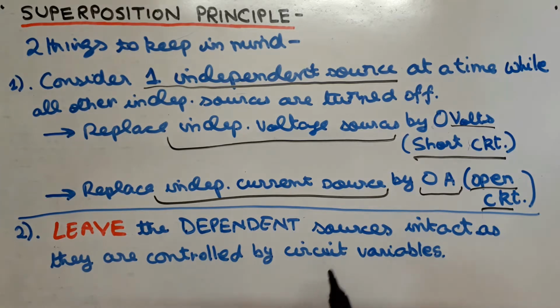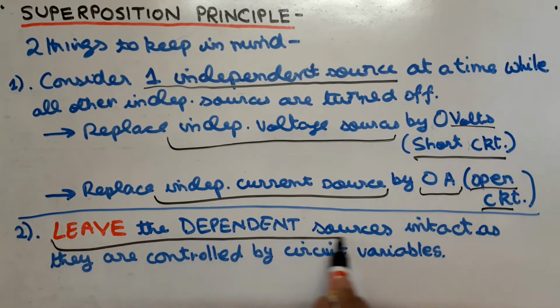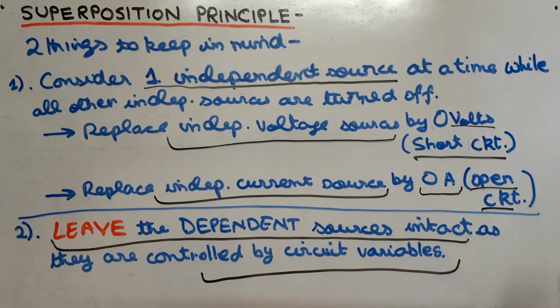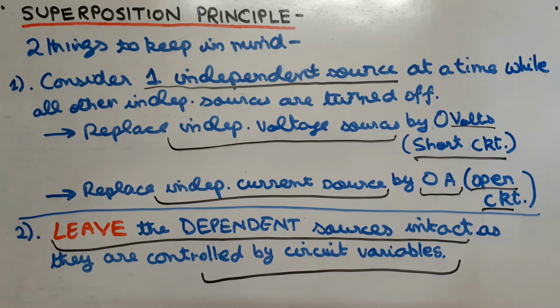Secondly, we have to leave the dependent sources as they are. That is, we have to leave the dependent sources intact as they are controlled by the circuit variables. We do not remove the dependent sources; we leave them as they are. These two points are very important and you should keep them in mind while solving superposition principle questions.